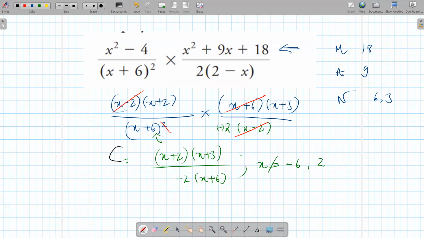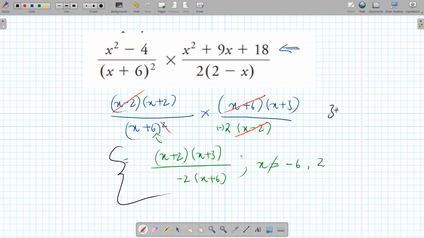What's the point of this? Why did we do this? What does this tell us? Tells us a bunch of things. Even though this is not a polynomial per se, there's a polynomial on top and on the bottom. It tells us the zeros of this function, okay?